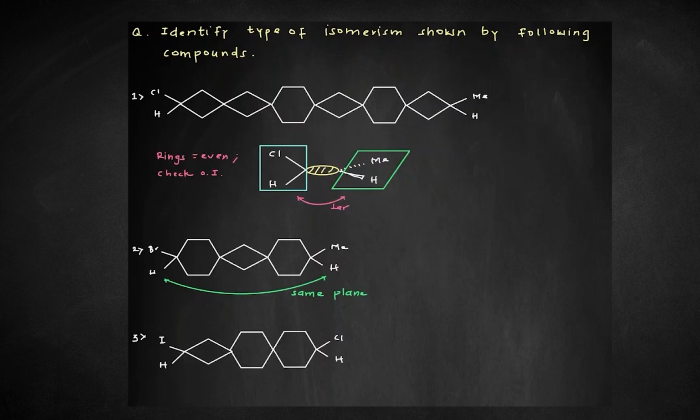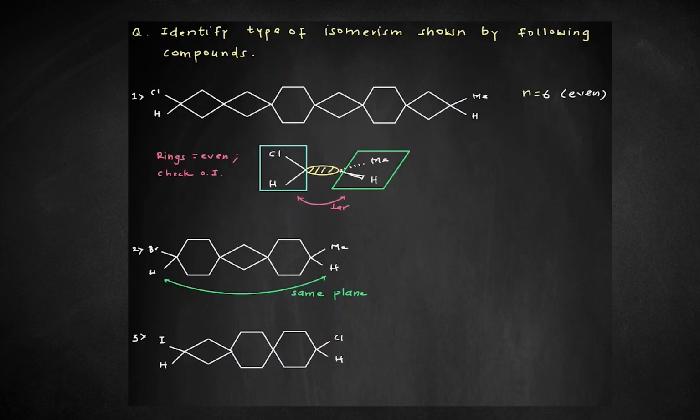Now let's solve some questions here. Identify types of isomerism shown by the following compounds. So here this is a polyspiro system. Now first of all, count the number of rings. So n will be equal to 1, 2, 3, 4, 5, 6. So n is equal to 6, and 6 is even in number.